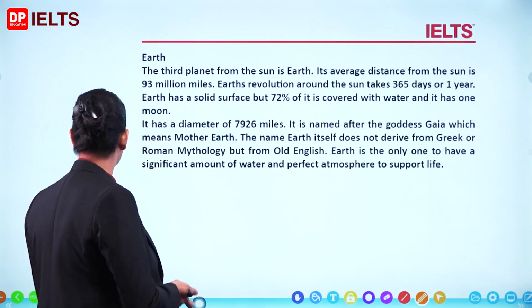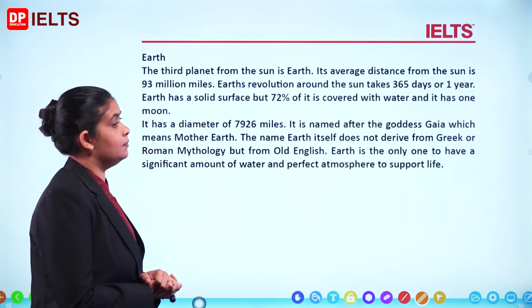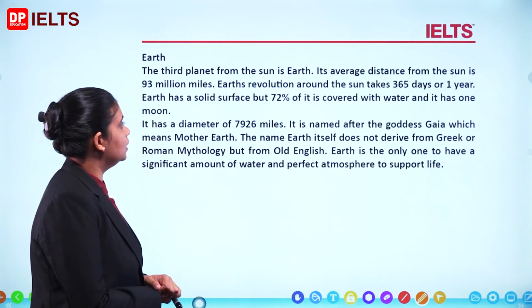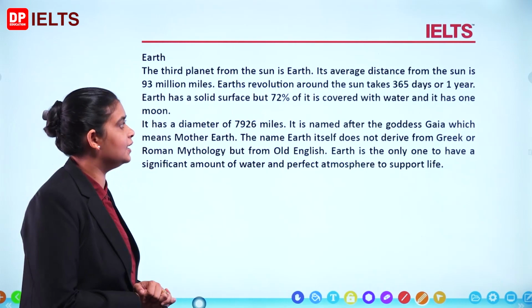ඊළඟට තියෙන Earth පෘථුවිය, ඒක තමයි තුන්වෙනියට තියෙන ග්‍රහලෝකය. ඒකේ average distance එක තමයි මිලියන 93ක් miles වගේ තියෙනවා ඉරේ ඉඳන්. Earth එක ඉර වටා කැරකෙන්න සාමාන්‍යයෙන් අපි කියන අවුරුද්දක් නැත්තම් දින 365ක් ගත වෙනවා. Earth එකේ හොඳ solid surface එකක් තියෙනවා, 72%ක් ආවරණය වෙලා තියෙන්නේ වතුර වලින්, සහ එක හඳක් තියෙනවා අපිට.